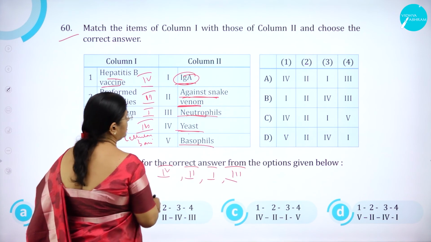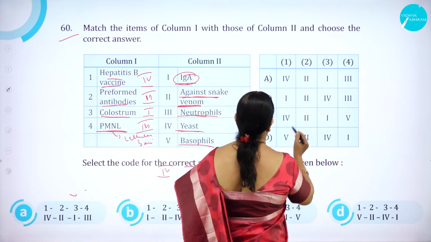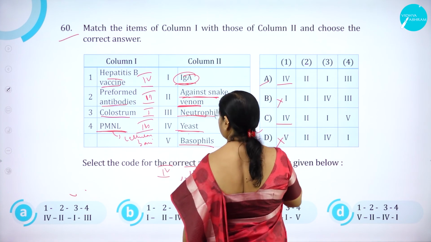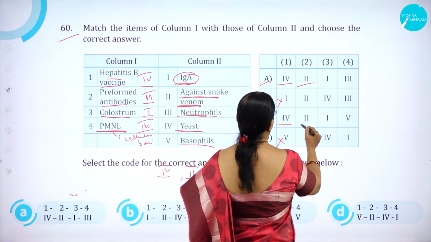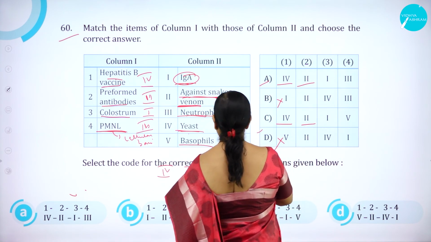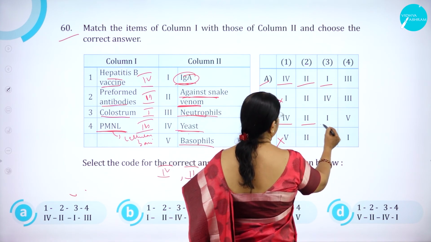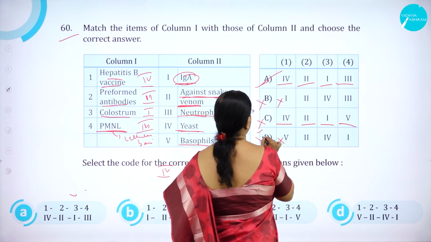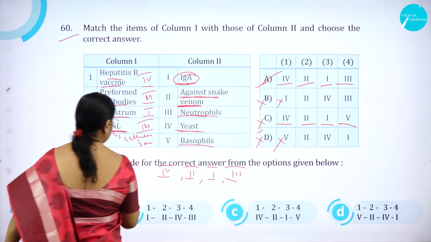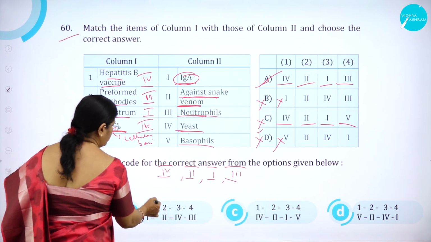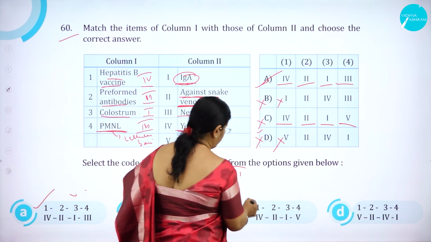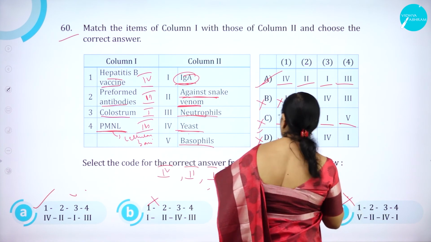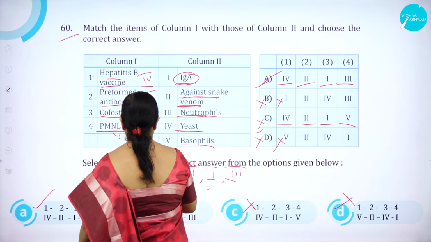So which is the option which is having 4, 2, 1, 3? Here you can see 4, here you can see 4. This is wrong, this is wrong. 2, here you can see 2, here you can see 2. But 4, 2, 1, 3. 1 you can see, here it is 1. Here it is 3, here it is 5. So option A is correct. B is wrong, C is wrong. So here 4, 2, 1, 3 correct. Here 1, 2, 4, 3 wrong. Here 4, 2, 1, 5 wrong. So option A is correct.